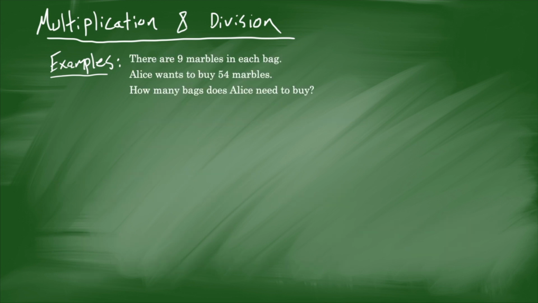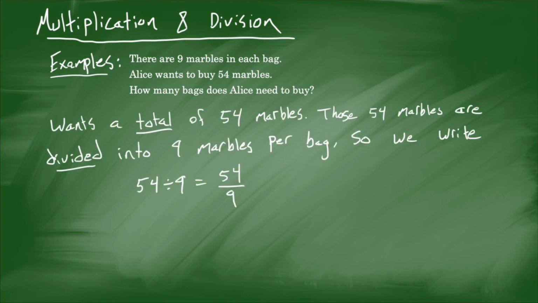Example 2. There are 9 marbles in each bag. Alice wants to buy 54 marbles. How many bags does Alice need to buy? What we have to know from this question is that Alice wants a total of 54 marbles. Those 54 marbles are divided into 9 marbles per bag. So we can write 54 divided by 9. Or we can write it as 54 over 9.